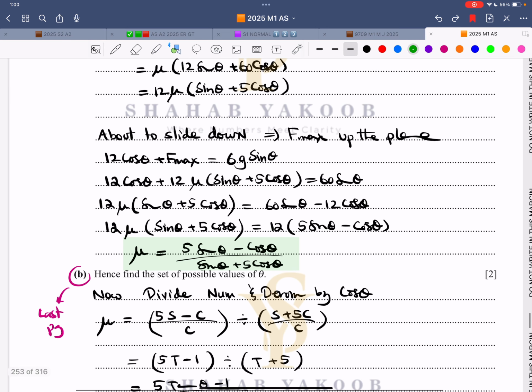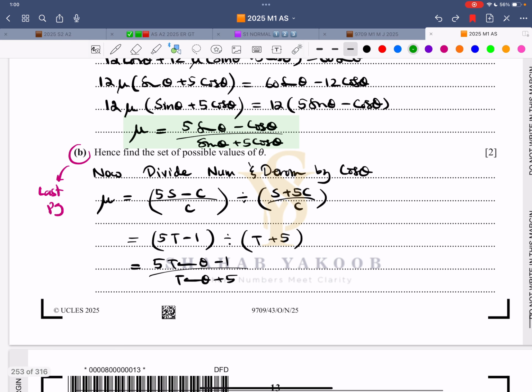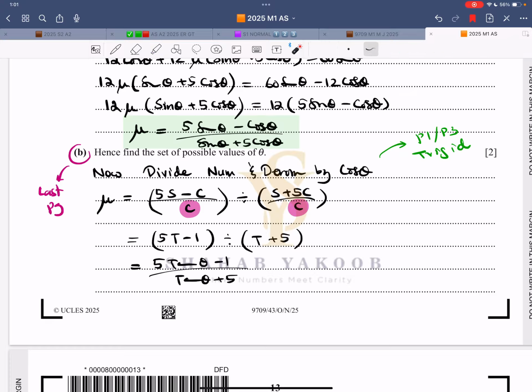So it's all symbolic. Now hence find the set of possible values of theta. Again a nice question. First of all, now divide numerator and denominator by cos. So this is like the knowledge of P1, P3, trig, identity, in which you have to prove something. So when I divide by this thing, numerator divide by cos, denominator divide by cos. Now look at the working. 5 sine over cos is 5 tan, cos over cos is 1, sine over cos is tan, 5 cos over cos is 5. And then you have proven this. That's a set of possible values.